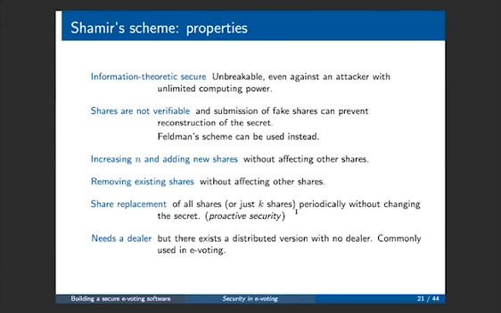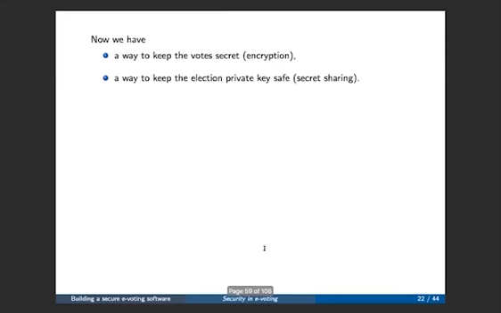It also needs a dealer, so it needs someone who is in possession of this secret key and then distributes the corresponding shares. But there is also a distributed version in the literature that is the one actually used in e-voting. So now we have a way to protect the votes so that they are secret or confidential.